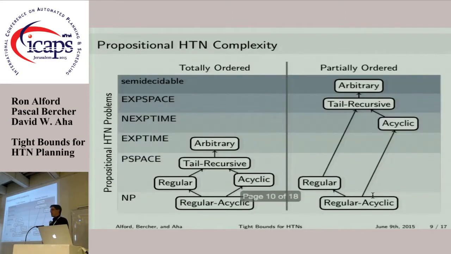So that brings us to the end of our talk. The propositional HTN complexity, given this set of features, right? Totally ordered on the left, partially ordered on the right. We can categorize all the classes of HTN planning by their method structure here. And this is just for propositional. It's extended to the variables in the paper.